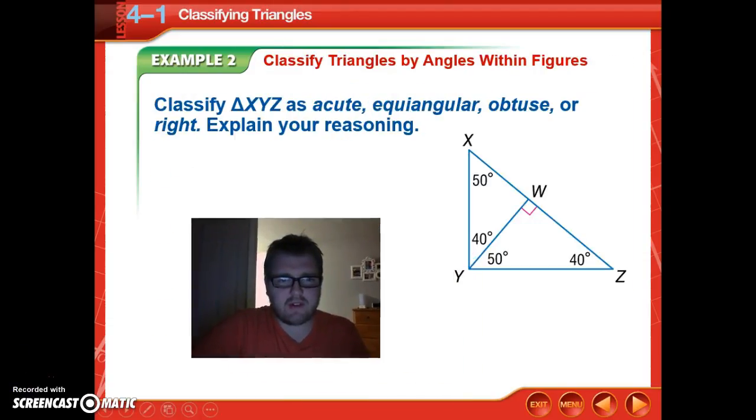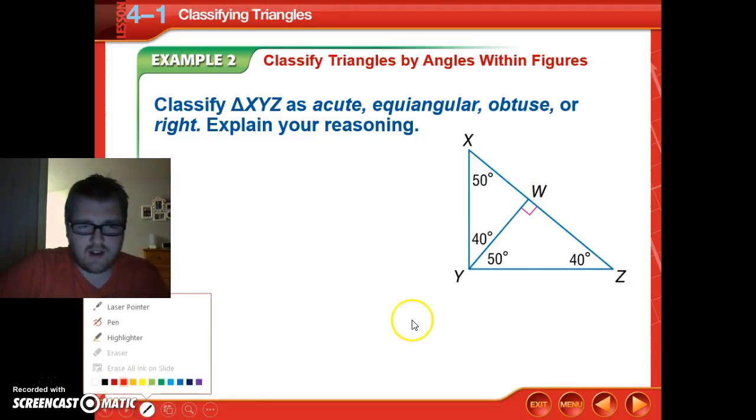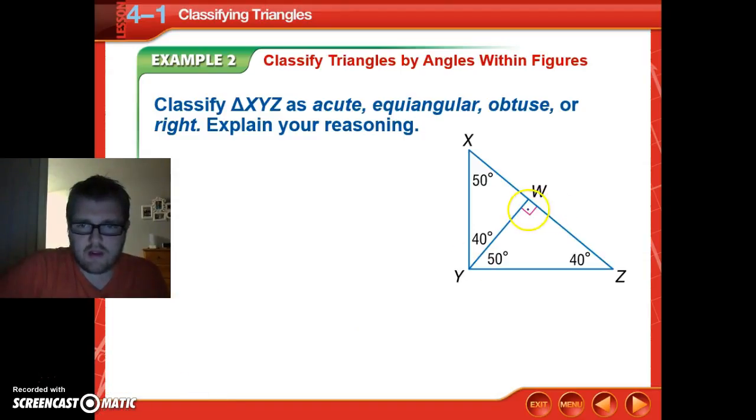Alright, in this example, we want to classify triangle XYZ as acute, equiangular, obtuse, or right, and explain our reasoning. We're given angle measures of 50 and 40 of triangle XYW, and we're given angle measures 50 and 40 of YXZ. We also know this is 90, so YWZ is a right triangle. Because this is a linear pair, we know that this has to be 90 as well. So I'll go ahead and draw that in. We might not need that information, but it's always good to have.